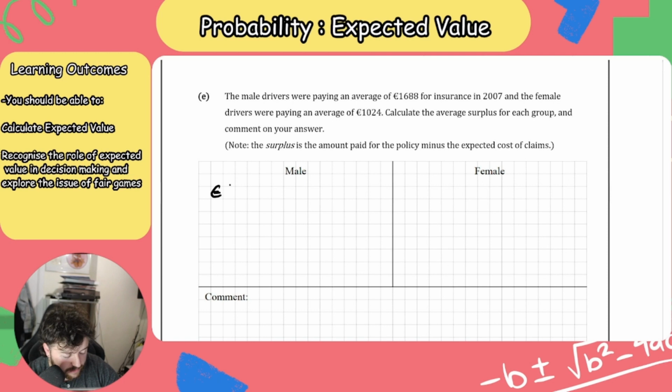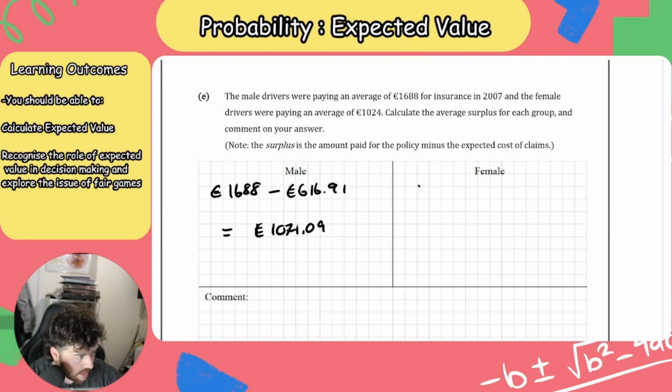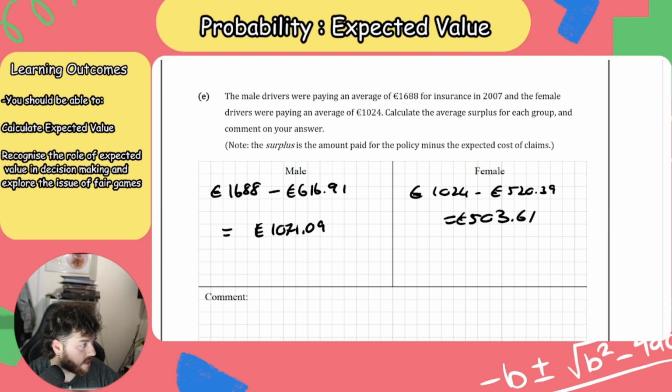So for males, the insurance policy was 1,688 minus my expected value, which was 616.891. You got that from part D. So the surplus is 1,071.09. And for females, it was 1,024 minus 520.39. So the average surplus was €503.61.